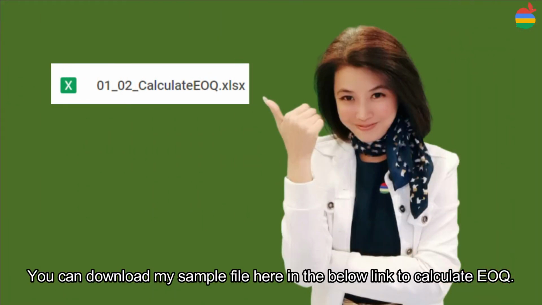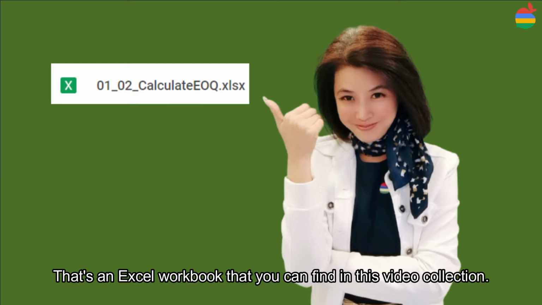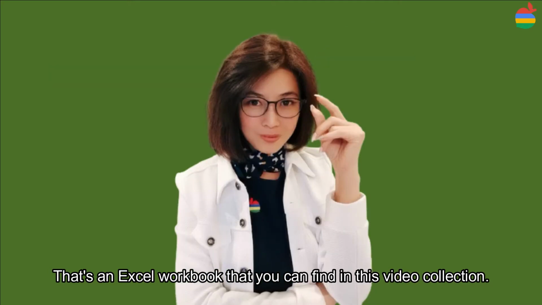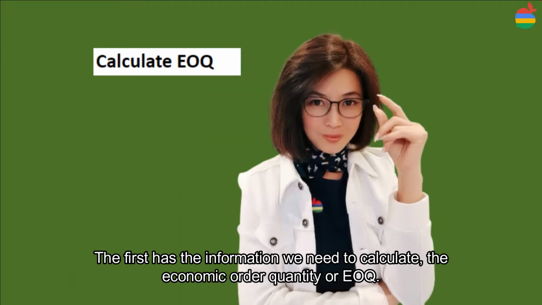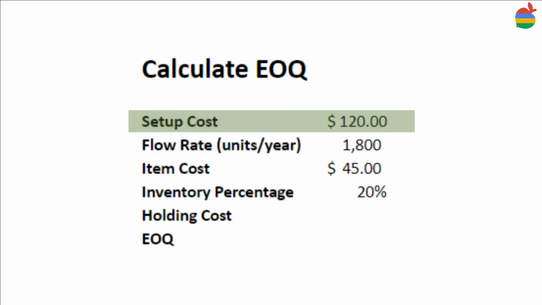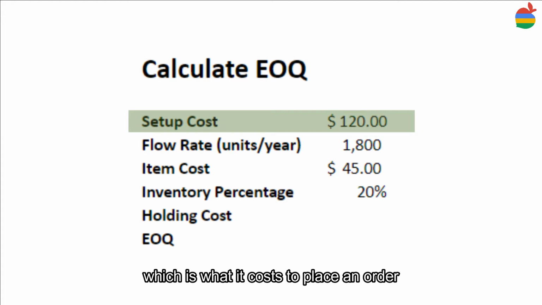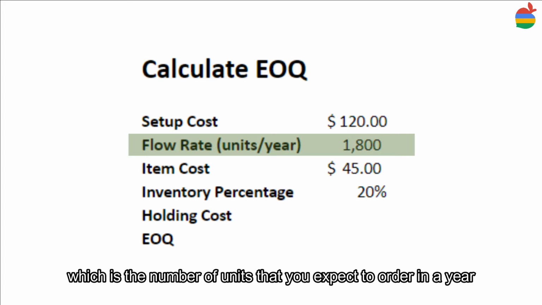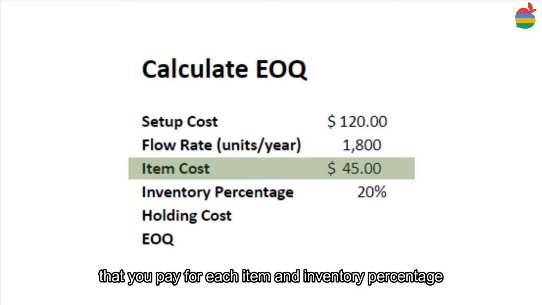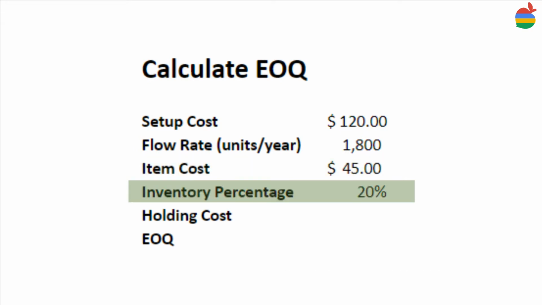You can download my sample file here in the below link to calculate EOQ. That's an Excel workbook that you can find in these video collections. I have two worksheets in this workbook. The first has the information we need to calculate the economy order quantity, or EOQ. So you can see we have the setup cost, which is the cost to place an order, the flow rate, which is the number of units that you expect to order in a year, the wholesale cost that you pay for each item, and inventory percentage.